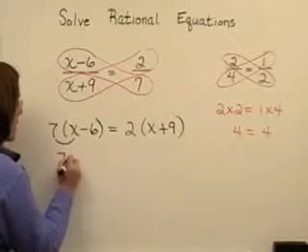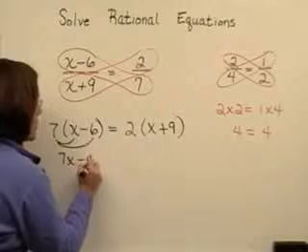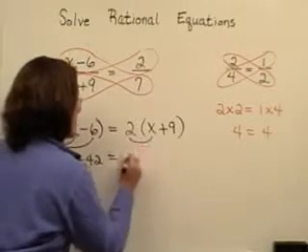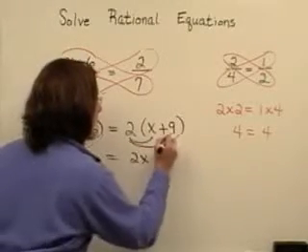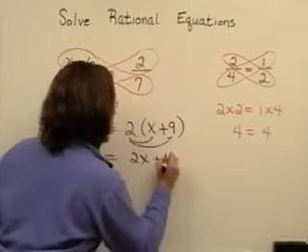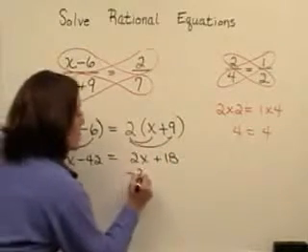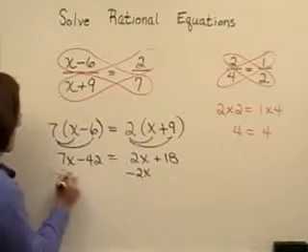So here I'll have a 7x minus 42, and here a 2x plus 18, and I think I'm going to choose to subtract 2x from both sides.